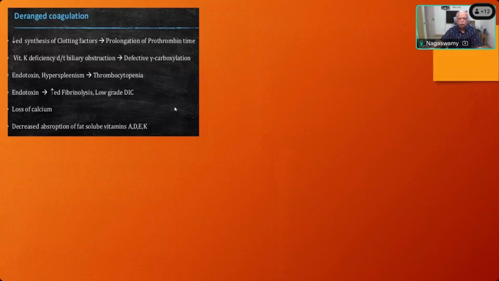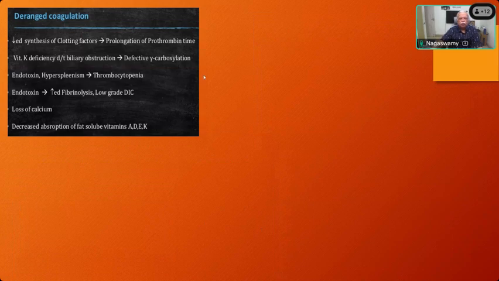So all the mechanisms which are required for coagulation, like platelet adhesion, then coagulation factor presence like fibrinogen, and after the clot forms, the fibrinolysis happens much faster, so the clot is not strong enough. So all these things lead to altered coagulation, and there is also loss of calcium, which is one of the important elements to trigger the coagulation cascade. So decreased absorption of the fat soluble vitamins A, D, K, E.